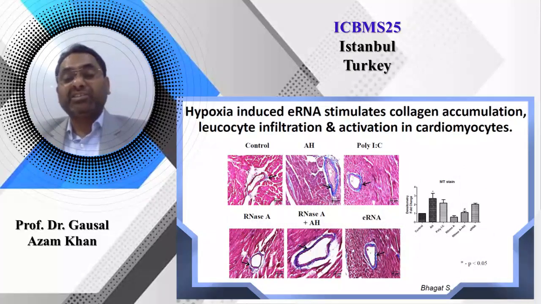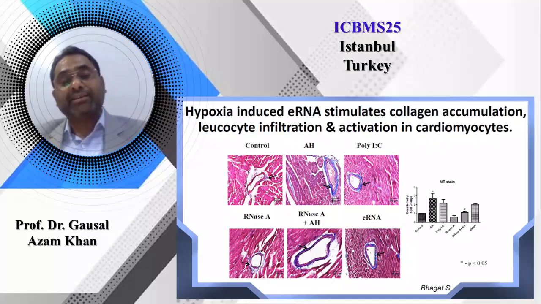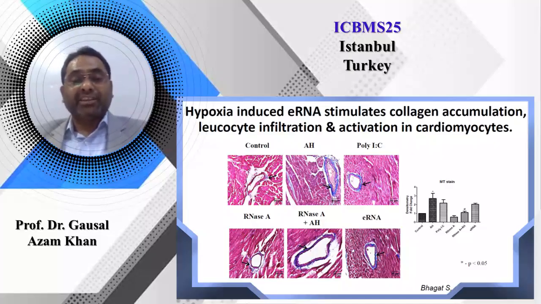Now, this is very important. Whether hypoxia-induced eRNA stimulation leads to collagen accumulation and leukocyte infiltration in the myocytes, the cardiomyocytes. So what happens in the cardiomyocytes and in the cells when there is stiffness? It is due to overexpression of collagen accumulation, and this is mainly due to leukocyte infiltration and activation.